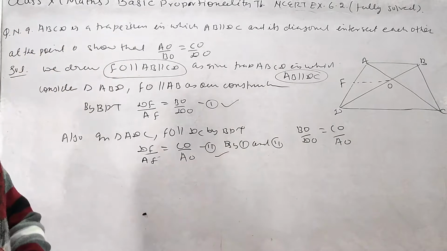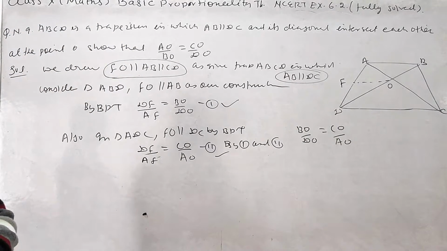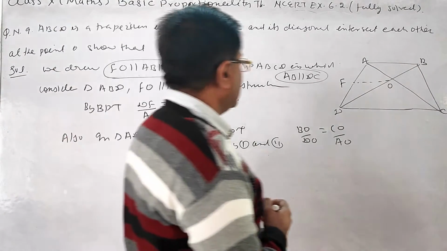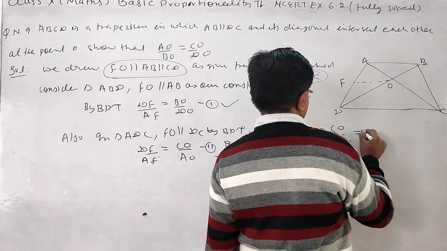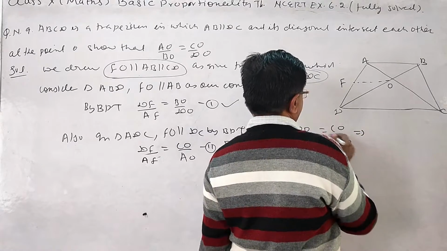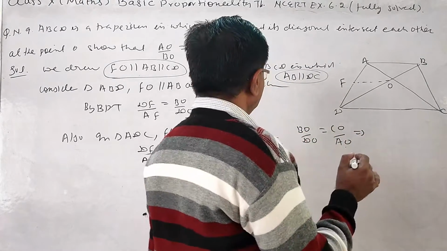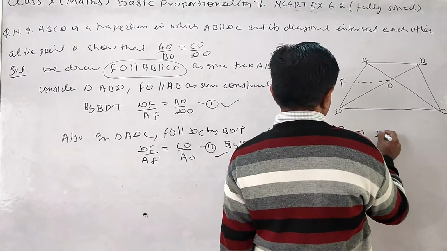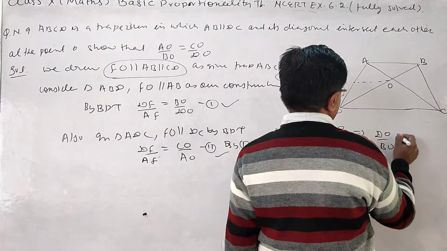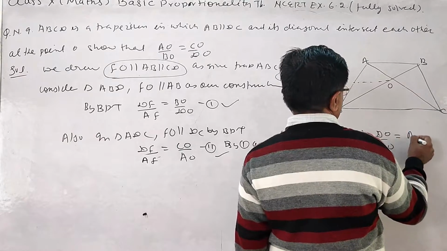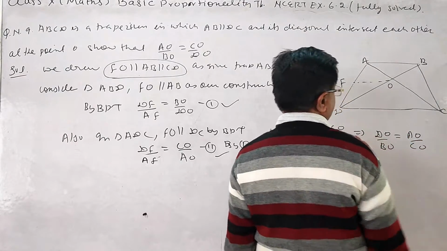Right? Now see here we have to interchange these values, so that will give you the answer or correct the answer, that is AO upon BO. So you have to interchange the values. This will be interchanged. So DO upon BO equal to AO upon CO.